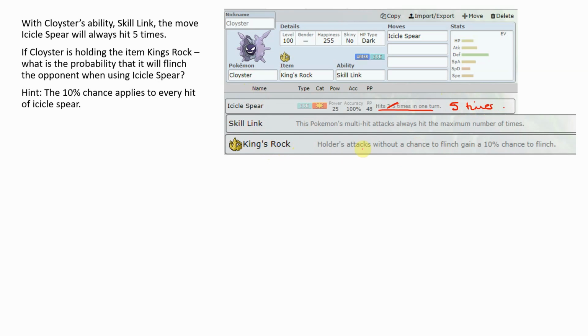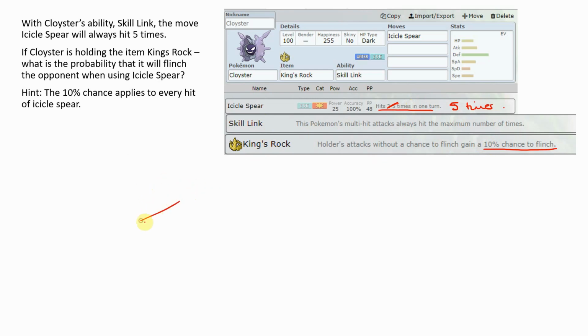The item that you can make it hold, King's Rock, gives moves that don't have a chance to flinch in their secondary effect a 10% chance to flinch. And the good thing is this applies to every single hit of Icicle Spear. So instead of it just being a 10% chance to flinch, well, we can calculate what is its chance to flinch when it hits 5 times? People might just think, well, 10%, 20%, 30%, 40%, 50%, but we'll see it's not the case. It actually doesn't work as favourable for Cloyster as that.